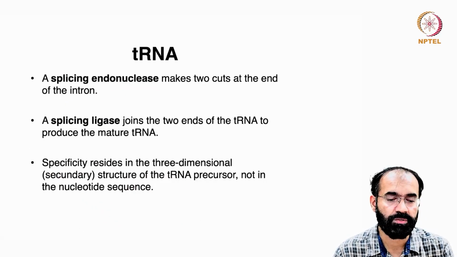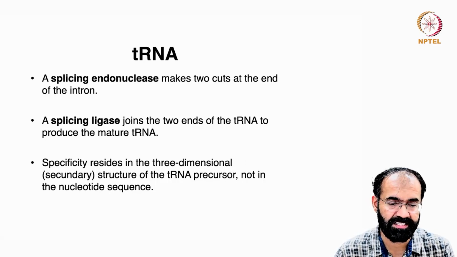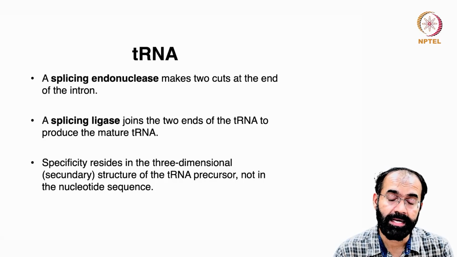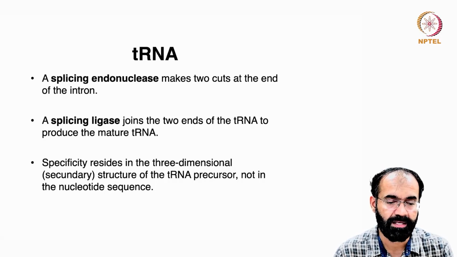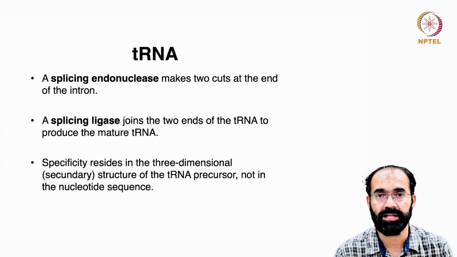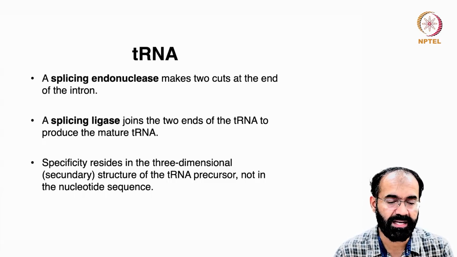Let us look into the tRNA, an important molecule which we know is essential for protein translation. A splicing endonuclease makes 2 cuts at the ends of the intron. As we know, tRNA also comes in a pre-tRNA form that contains an intron. Now, an endonuclease cuts on both ends of the unwanted portion, the so-called intronic portion. Then a splicing ligase joins the 2 ends of that tRNA to produce mature tRNA. This is how the maturation of tRNA normally works.